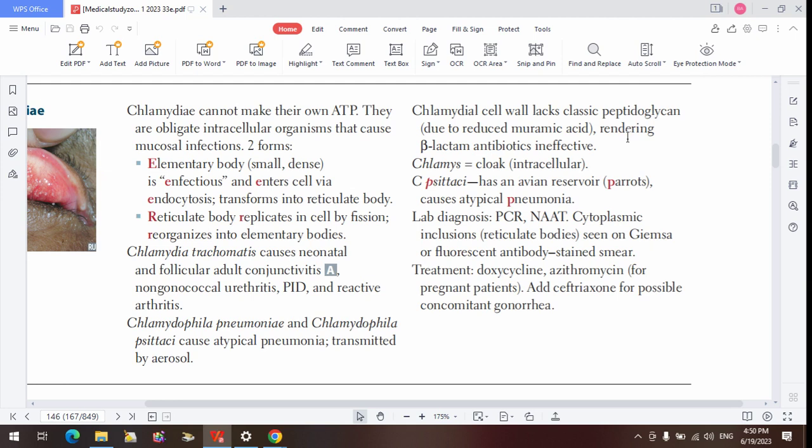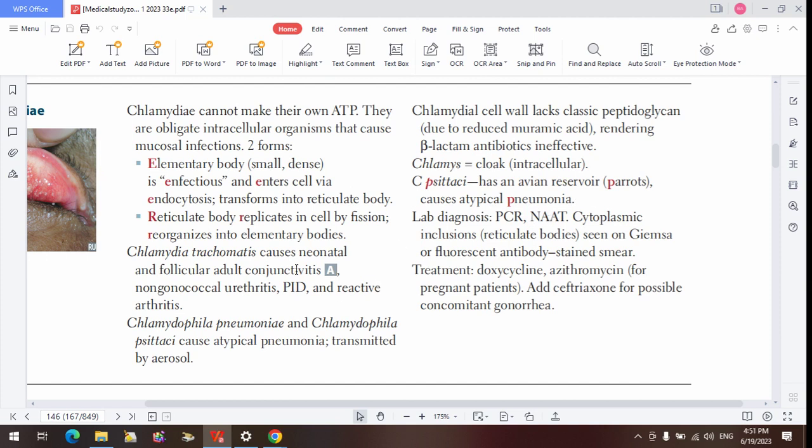Organisms generally, both the pneumoniae, the Chlamydophila psittaci, as well as the trachomatis, all the chlamydia. So beta lactam is not actually active on chlamydia because they don't have the classic peptidoglycan cell wall where you can inhibit the synthesis of that cell wall. So they don't even have it. So it's not going to act on it at all. So we've talked about psittaci being present within the avian reservoir like the parrot, causing atypical pneumonia.